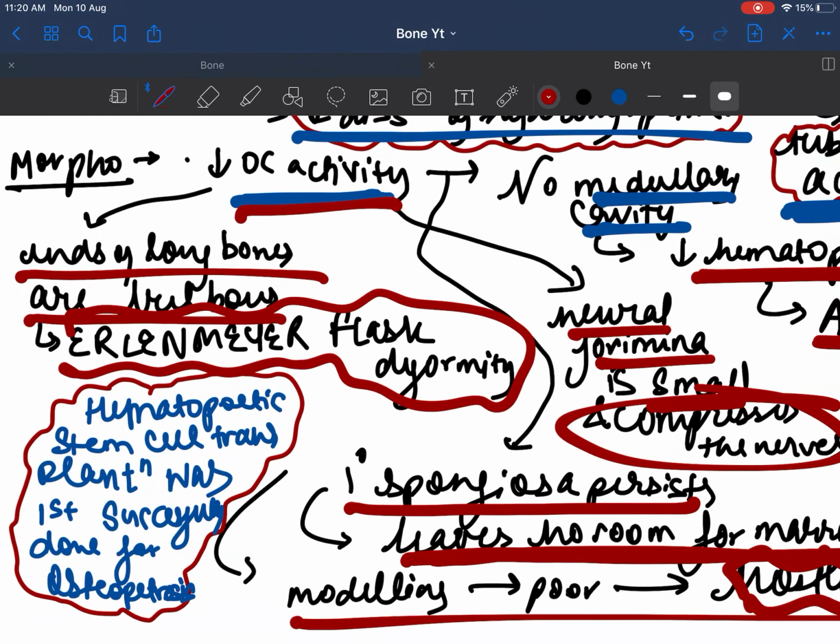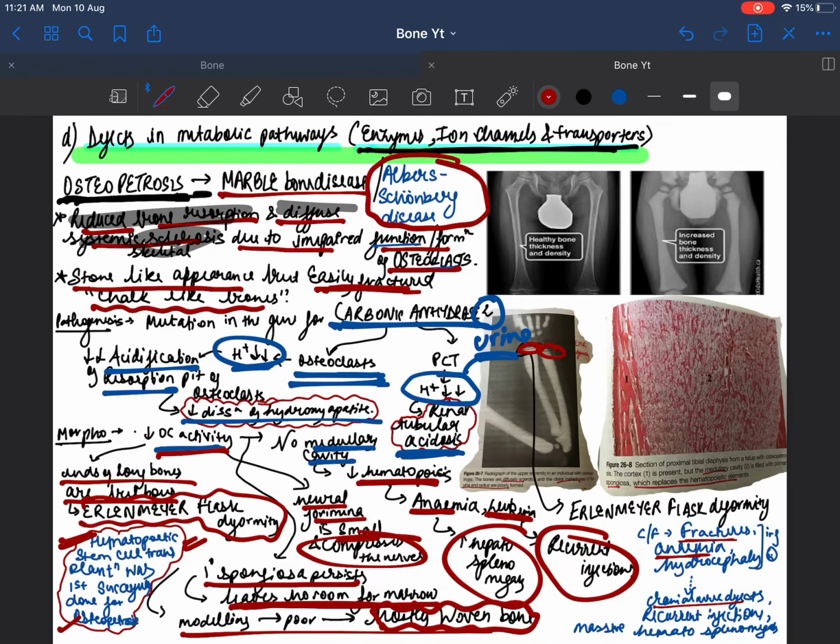And hematopoietic stem cell transplantation, this technique, was first successfully done for osteopetrosis only. This is a fact, and this can come as an MCQ.